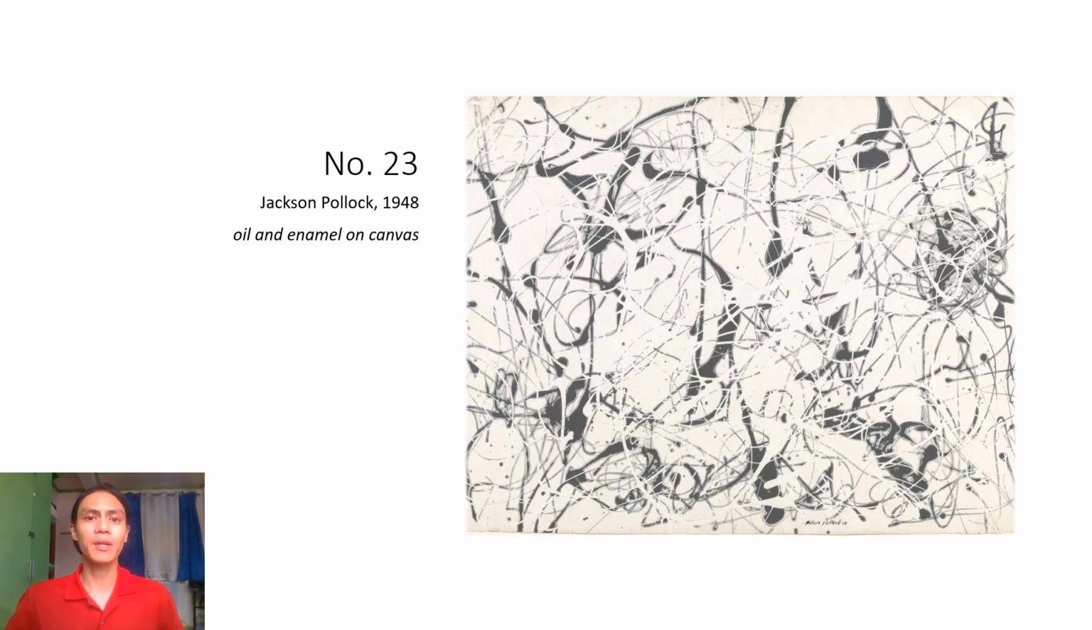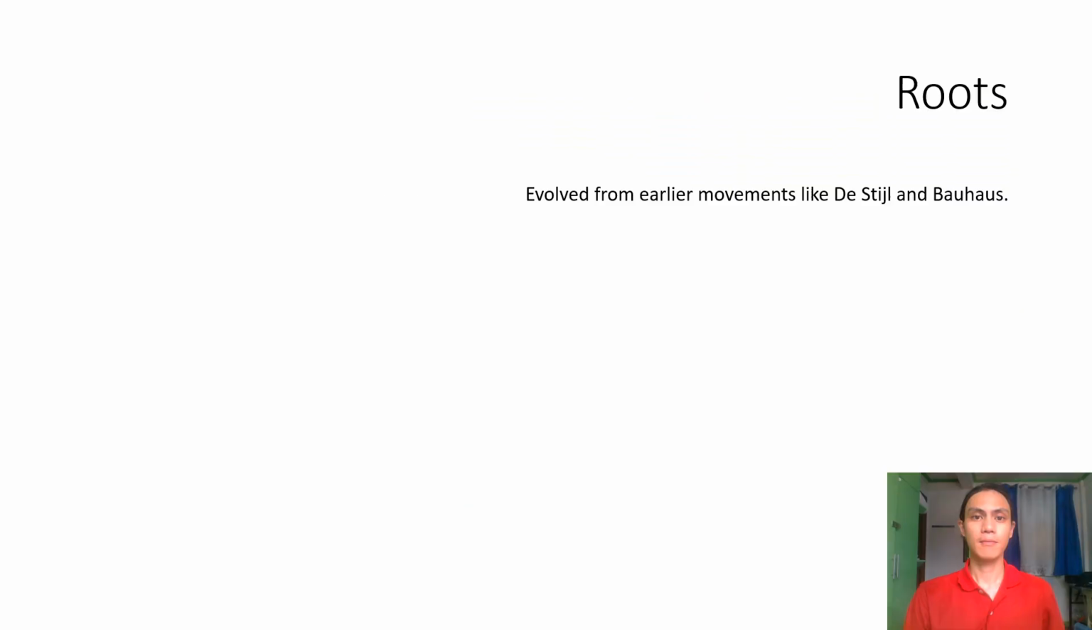Number 23 exemplifies action painting, a key branch of abstract expressionism. Here, Pollock's energetic movements create a dynamic web of drip paint, opposite to minimalism's emphasis on controlled simplicity.